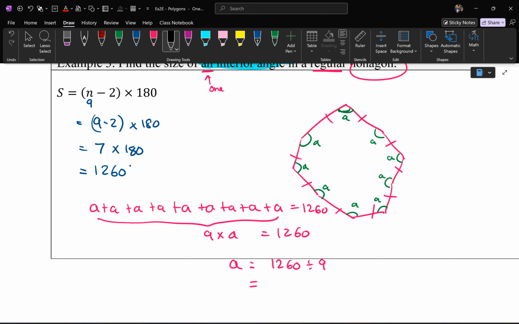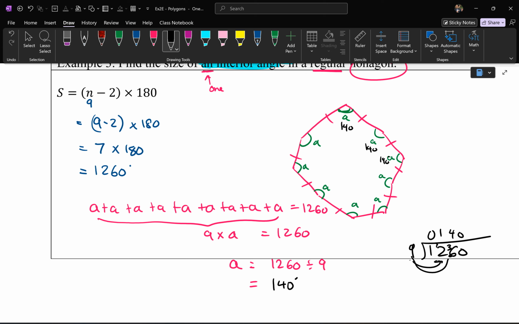Now, I don't have my calculator. Let's see if we can do that by hand. Unless someone has a calculator, how many 9 goes into 1? 0. Carry the 1. How many 9's in 12? It's 140. Is it 140? Yes, you're right. It is 140. Very good. So each one must be 140.